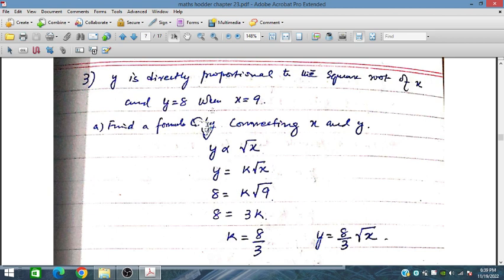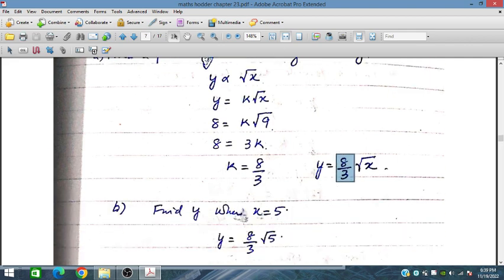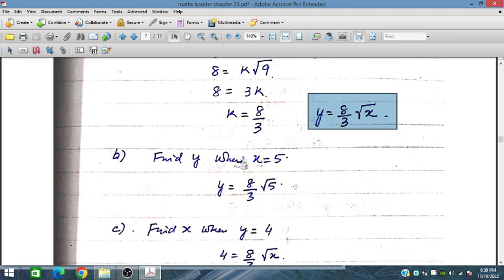So in place of y we write down 8, and in place of x we write down 9. The square root of 9 is equal to 3, so this is 3k, so k is equal to 8 upon 3. So in place of k we write down this 8 upon 3. Now from this relationship, when x is 5 the value of y can be obtained. So this is easy, we can evaluate it.